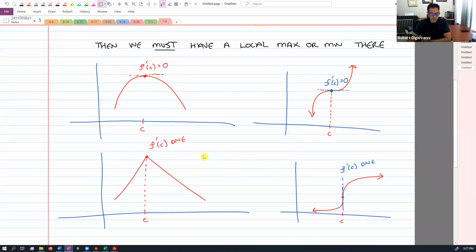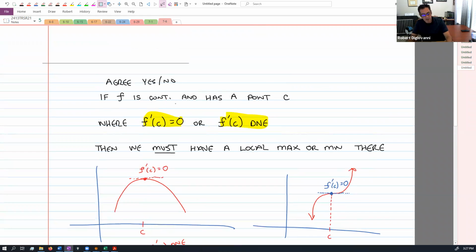So I hope what you're seeing here is the two drawings on the left are what you would think is true, but the two on the right show you counterexamples of why we cannot say that this is always true. So this is not always true. Now here's what we can say. Now I'm ready to give you the theorem.